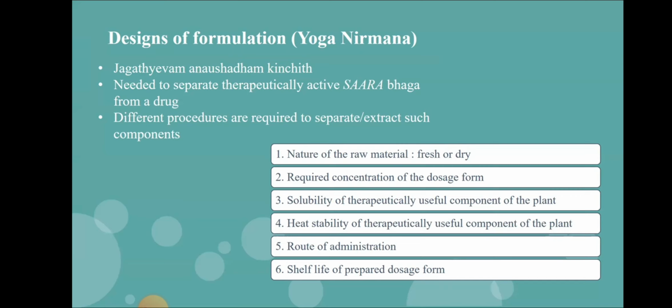As I mentioned earlier, design of formulation, yoga nirmana. Jagat Kevalam Anaushadham Kinchit: every substance in the universe possesses a potential to become a drug. But not every part of the substance is always therapeutically useful in a specific disease. So the therapeutically useful substance has to be separated out and used for the therapy. The therapeutically useful part is known as Sarabhaga, as mentioned by Acharya Chakrapani Datta in the Charaka Samhita.